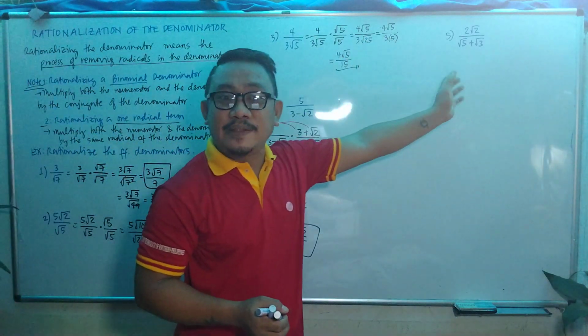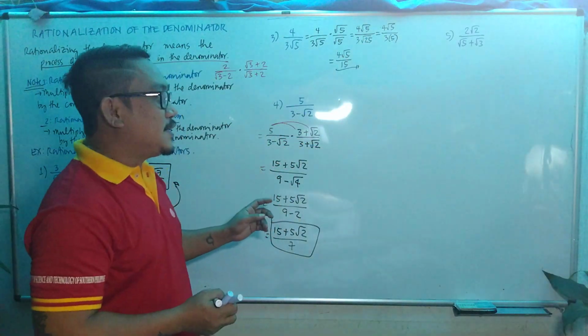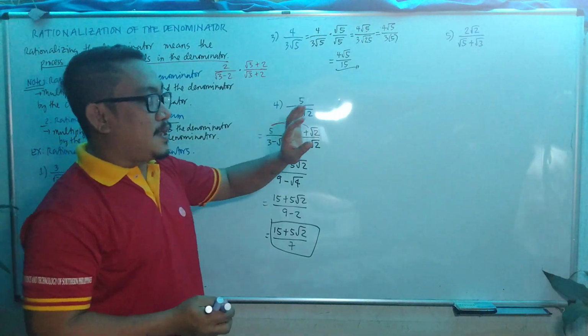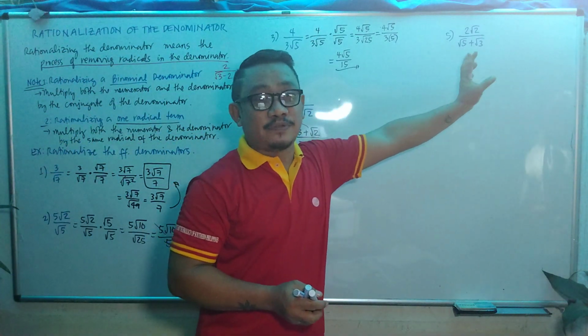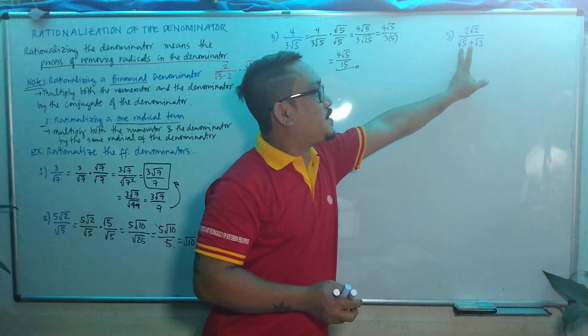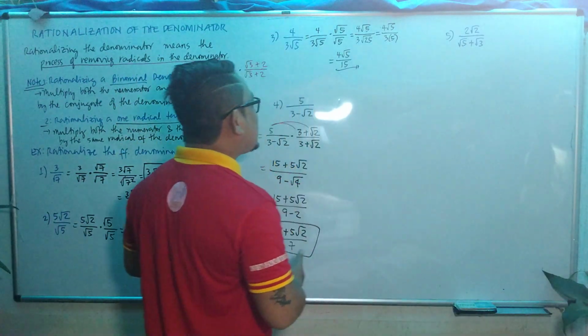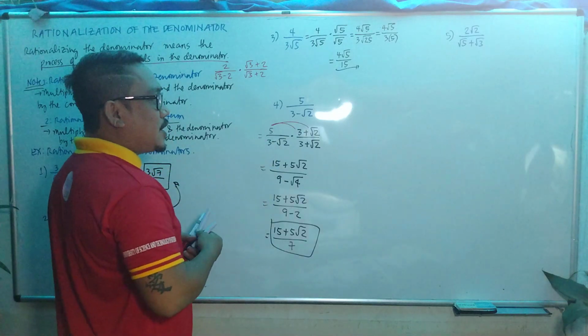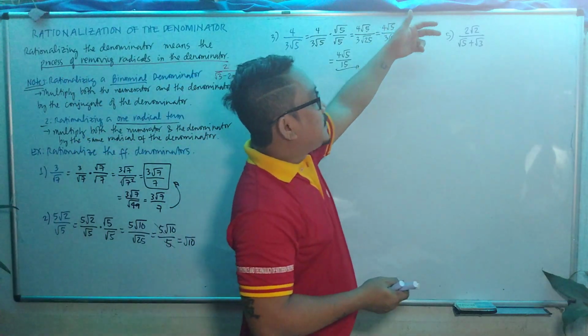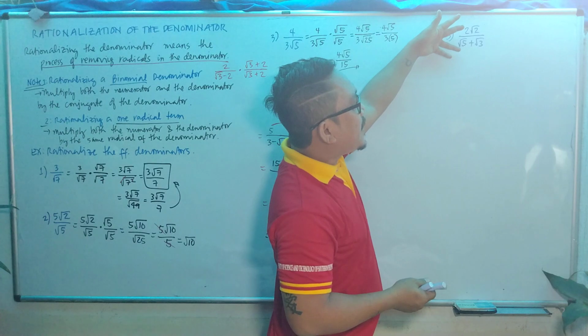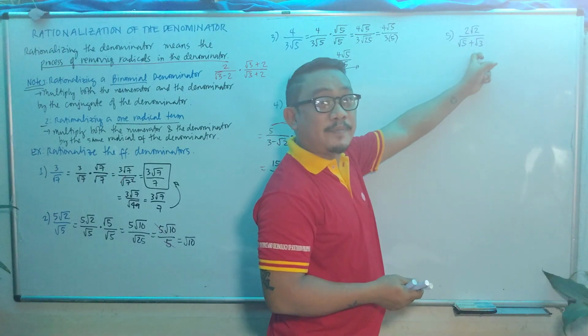Now let us proceed to another type of example wherein the denominator is both radicals. You can see you have the square root of 5 and the square root of 3. So again, this is just the same as what we did in example number 4. We just multiply the numerator and the denominator by the conjugate of this denominator.